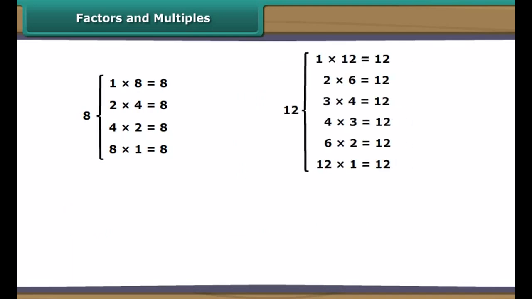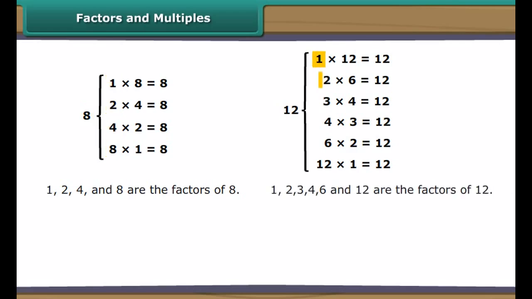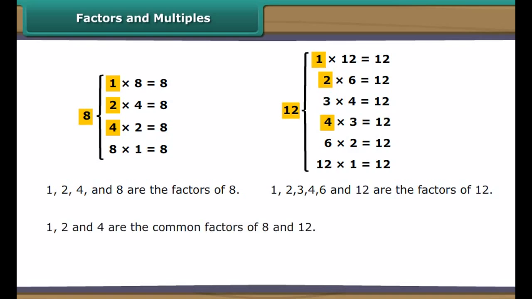Let us now list the factors of 8 and 12. 1, 2, 4 and 8 are the factors of 8. 1, 2, 3, 4, 6 and 12 are the factors of 12. Now compare the factors of 8 and 12. What do you observe? 1, 2 and 4 are factors of both 8 and 12. Therefore, 1, 2 and 4 are the common factors of 8 and 12.